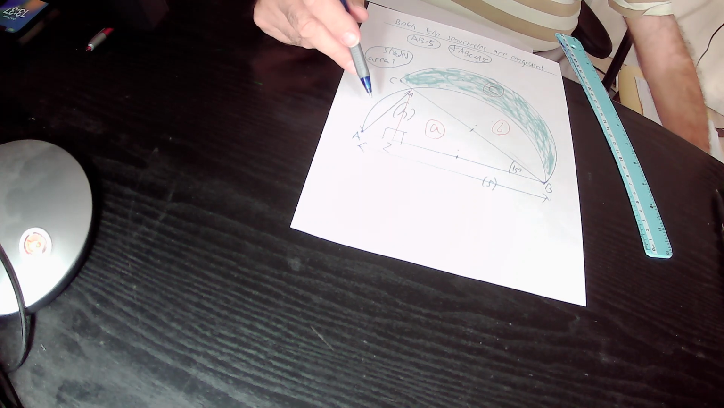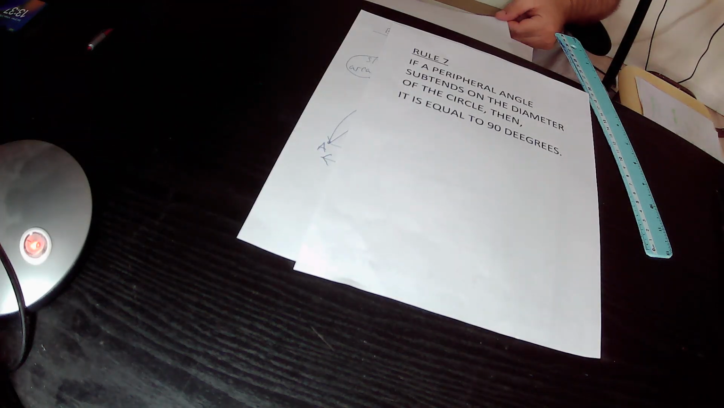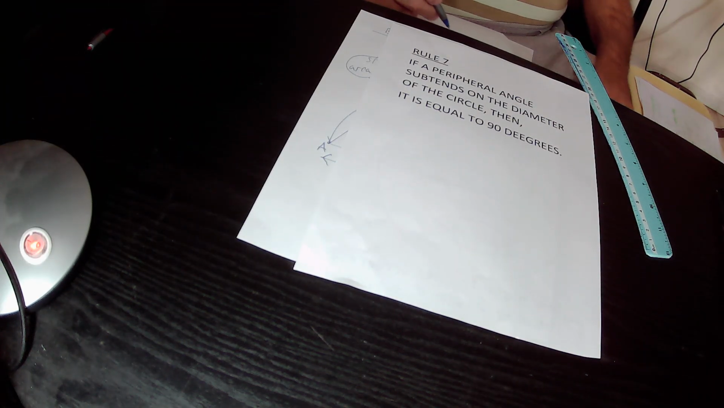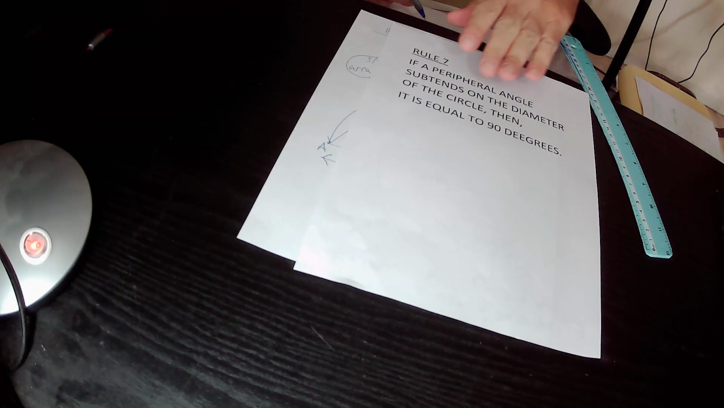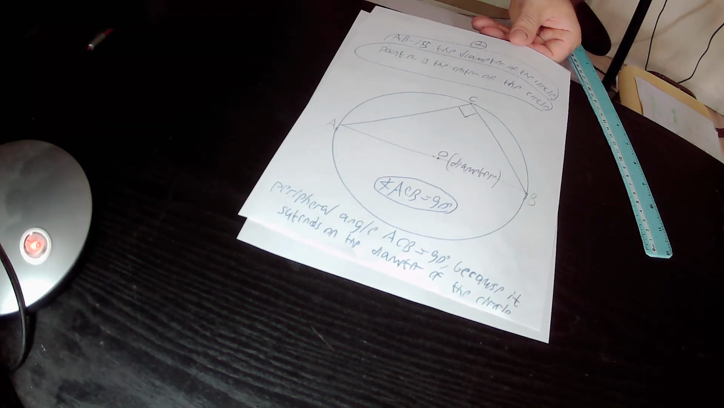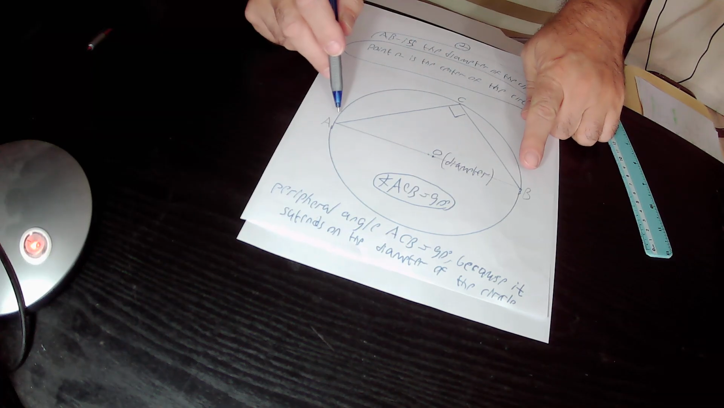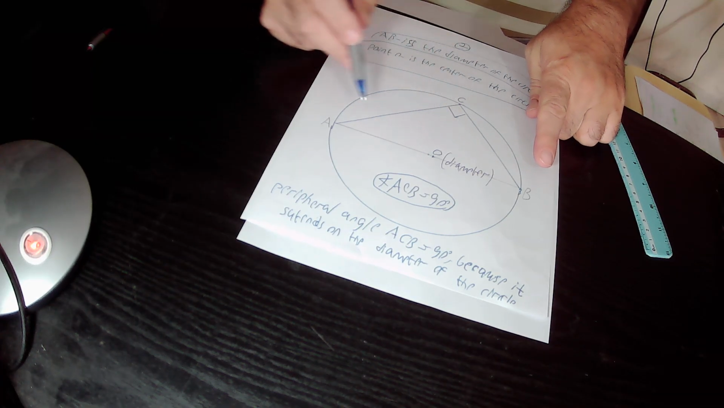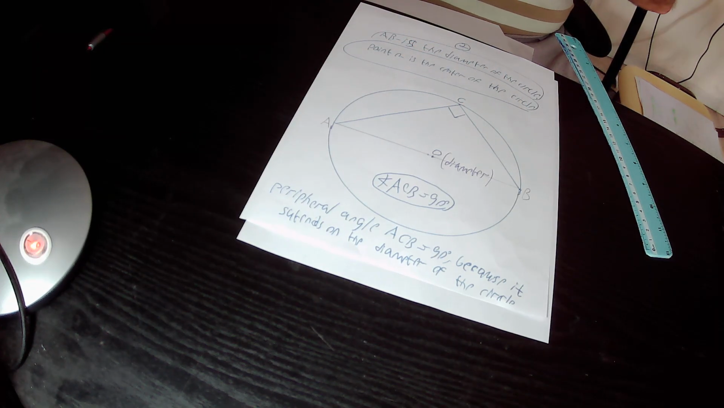So I'll repeat quickly on rule 7. According to rule 7, if a peripheral angle subtends on the diameter of the circle, then it is equal to 90 degrees in its size. So in the drawing, we have a circle. This is peripheral angle ACB that subtends on chord AB. That is the diameter of this circle, and therefore peripheral angle ACB is equal to 90 degrees in size. So according to rule 7, any peripheral angle that subtends on the diameter of the circle must be equal to 90 degrees in size.